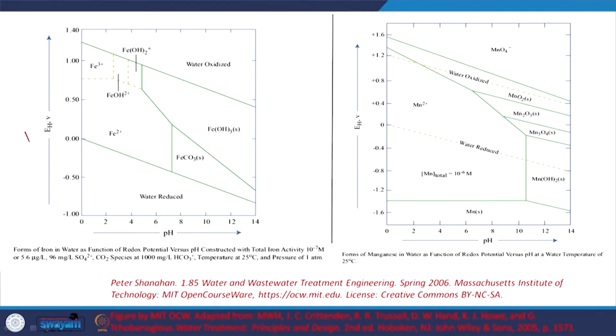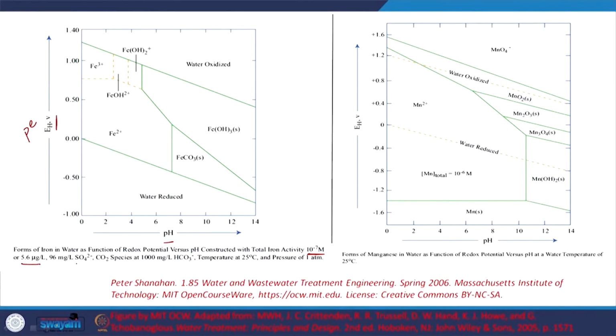So, EH, as I mentioned, you can look at it in terms of PE of the particular sample, and you have pH here on the x axis, let us say. So, this is like a predominance area diagram, something that we looked at earlier. Forms of iron in water as a function of redox potential versus pH, constructed with the total iron activity at 10 power minus 7, and this total iron can be in the form of Fe2+ or Fe3+, which can also be precipitated out, that is something to keep in mind. It also has some sulfate and other carbonate species, and temperature and pressure are given, but let us not go into that.